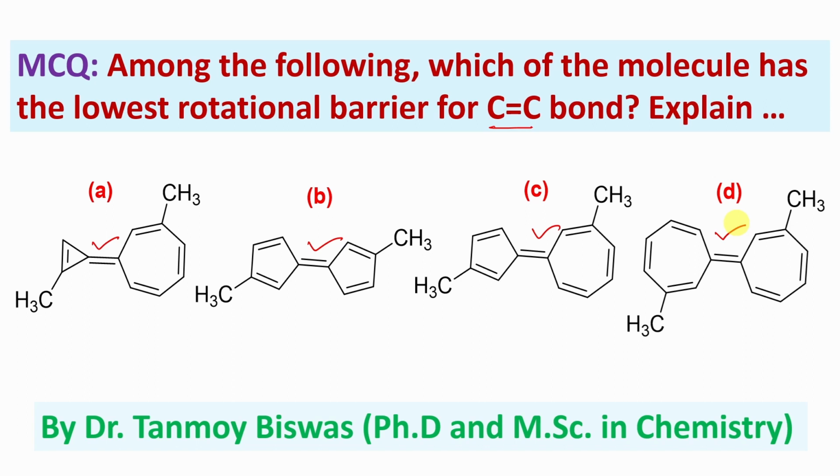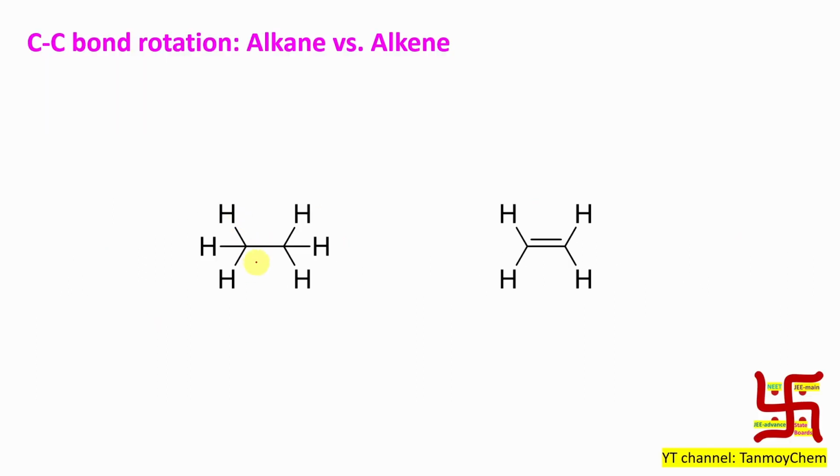Now the question: actually they are C=C double bonds, and we know C=C double bond rotation is restricted. Why? If you look at alkanes, C-C rotation is allowed. Why? Because these alkanes are made of head-on overlap. I repeat the statement, it is head-on overlap between two sp3 hybridized orbitals. So you can see C-C rotation is allowed.